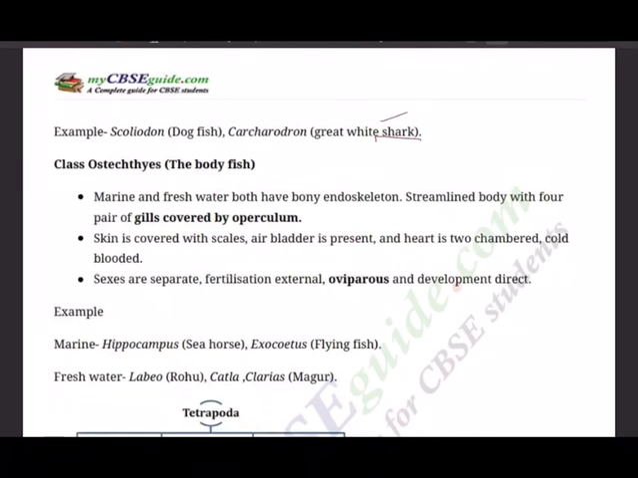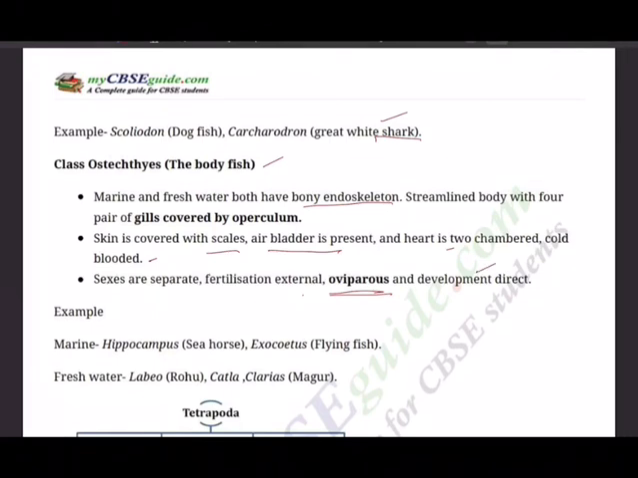And then we move ahead with another class, Osteichthyes, that is bony fish. Both marine as well as freshwater. They have bony skeleton, there it is cartilage, here bony. Streamlined body with 4 pairs of gills covered by operculum, skin is covered with scales, air bladder is present, there it is absent. Heart is two-chambered, cold-blooded, almost all the same characters except air bladder. Sexes are separate, fertilization external, there it is viviparous, here it is oviparous, means egg laying, and development direct.